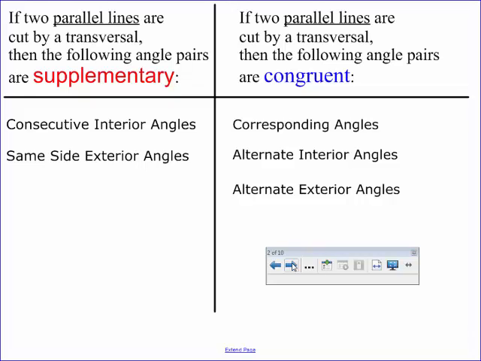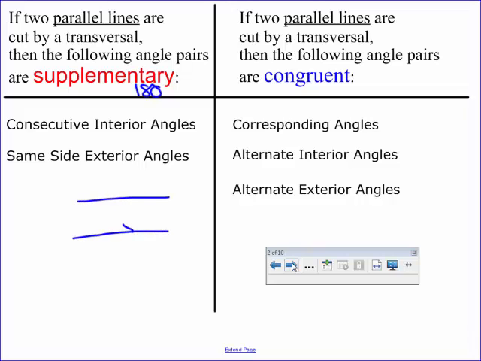First off, it's underlined. It says if two parallel lines are cut by a transversal, they have to be parallel for these things to happen, we know that the following are supplementary. Remember, supplementary means they add up to equal 180 degrees. So the two that are 180, or supplementary, are consecutive interior angles.